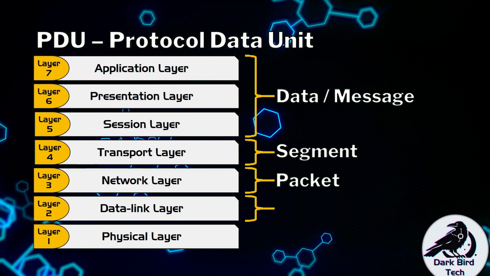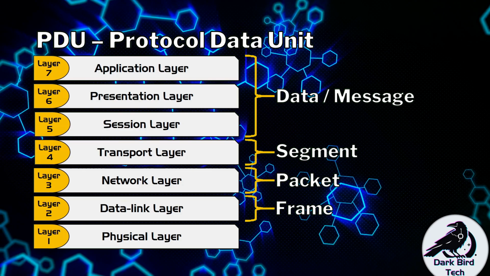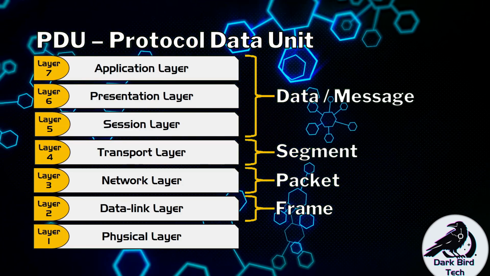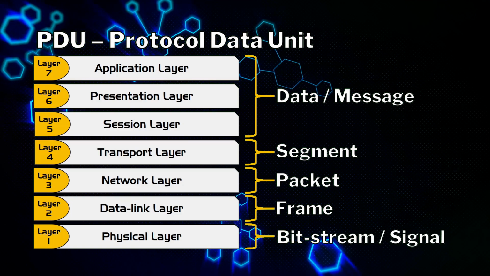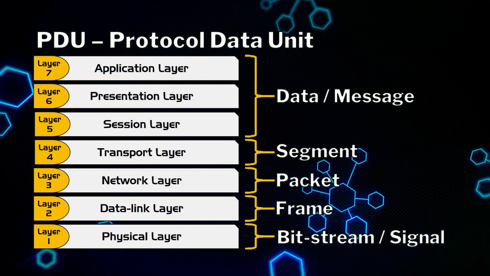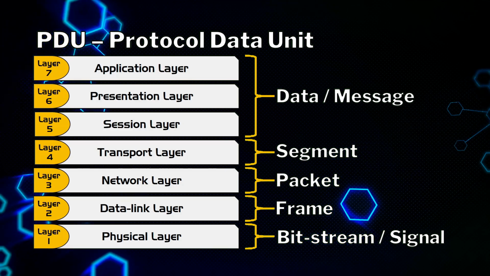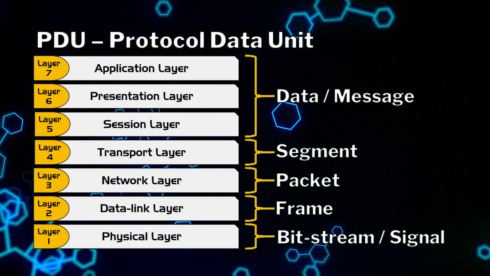Then the data link layer, a frame. That's the correct term for it at layer 2. And then at layer 1, most courses will tell you to call it a bit stream. I also like to remind you that regardless of whether it's a bit stream or not, it ultimately does become a signal that travels through a cable or a radio wave.